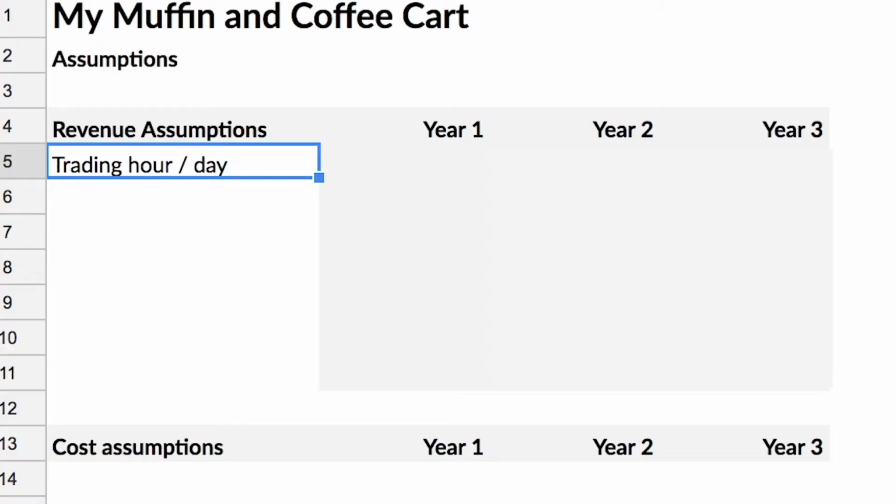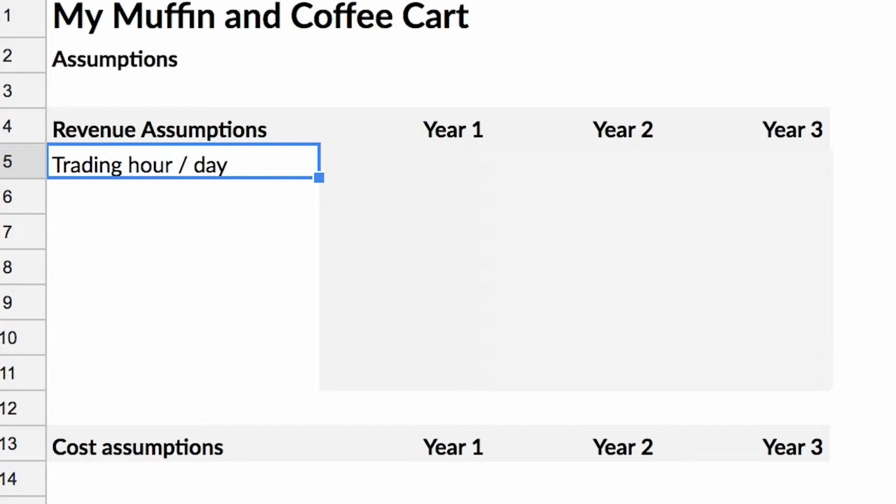So the first thing we want to do is talk about how many hours a day we want to trade. We don't want to get up at 6 in the morning and go to bed at midnight every night for work. So let's just assume that we're going to open 5 hours a day.